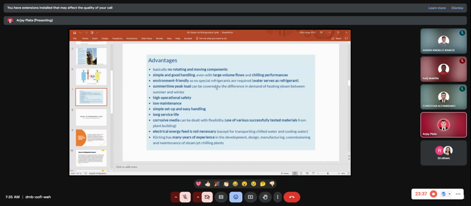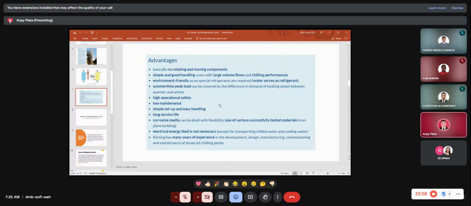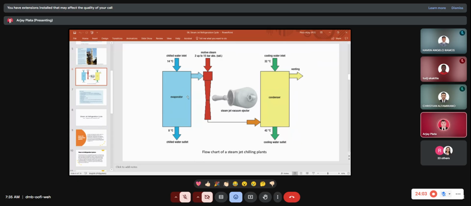A steam jet refrigeration system, this is specifically for this package, the Coiting steam jet vacuum ejectors or liquid. The advantages are those listed here for the Coiting package. So these are the components: evaporator, steam jet ejector, and condenser. These are the three major components of a steam jet refrigeration system.